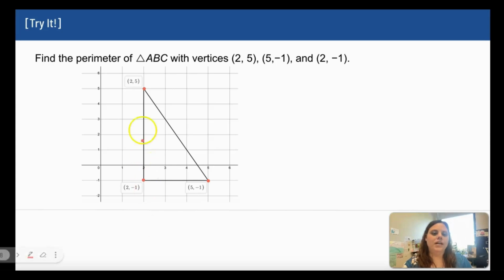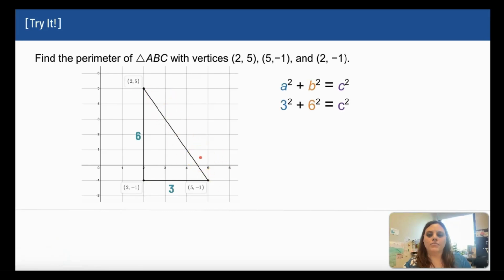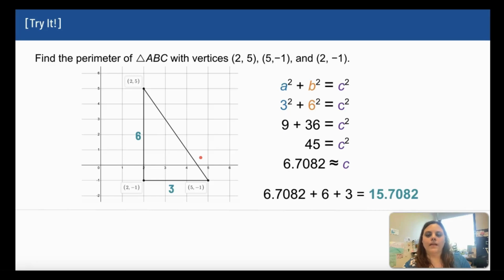In this problem, our height here is going to be 6 and our length here is going to be 3. We just need to find the distance that is the hypotenuse. So we'll use our Pythagorean theorem. 3 squared plus 6 squared is 9 plus 36, which is 45. And we take the square root, we get 6.7. We'll add those together. 6.7082 plus 6 plus 3 is 15.7082, our final answer for the perimeter of this triangle.